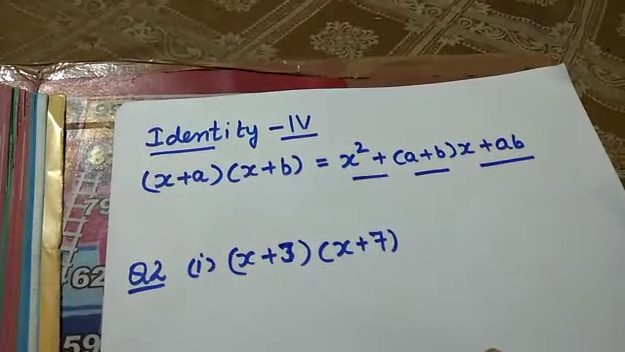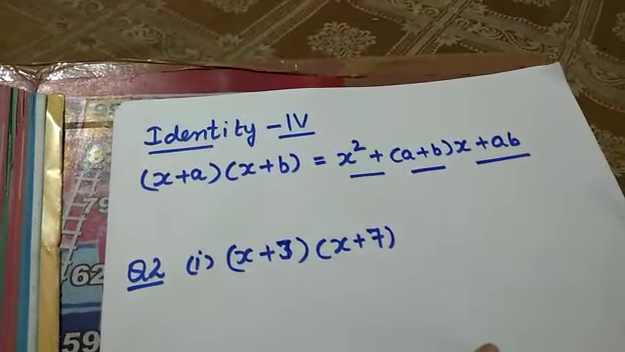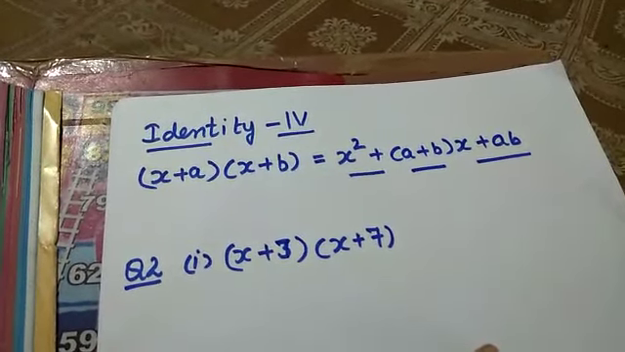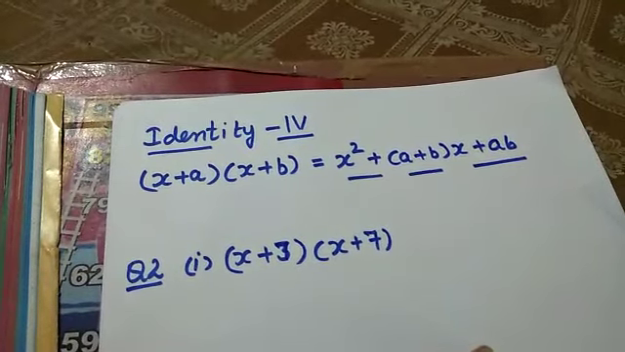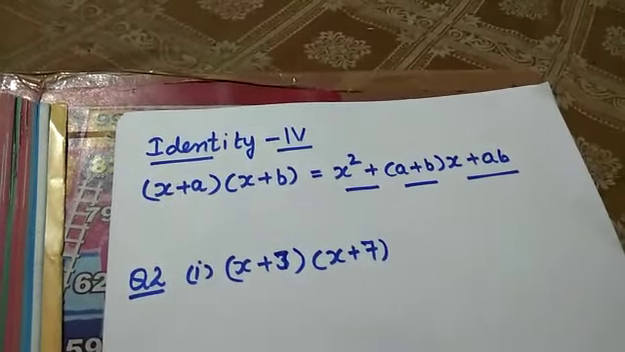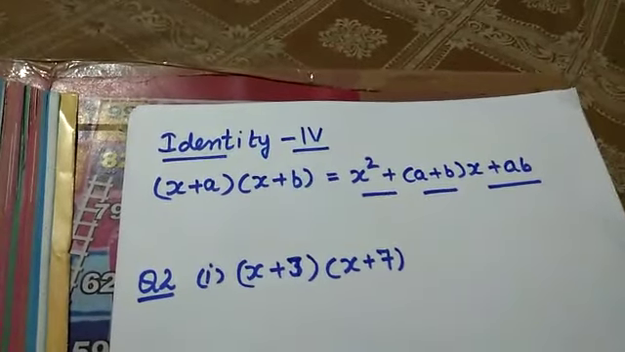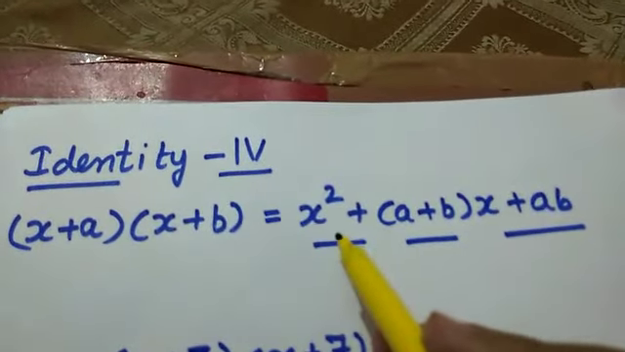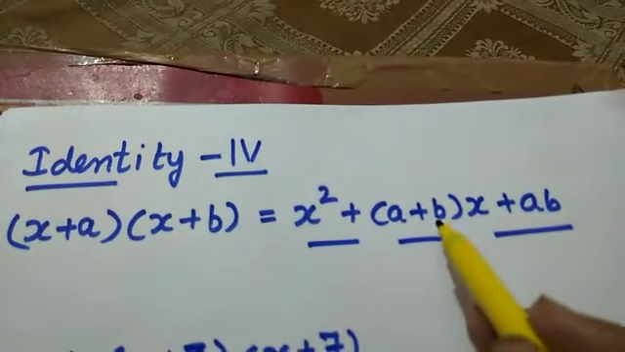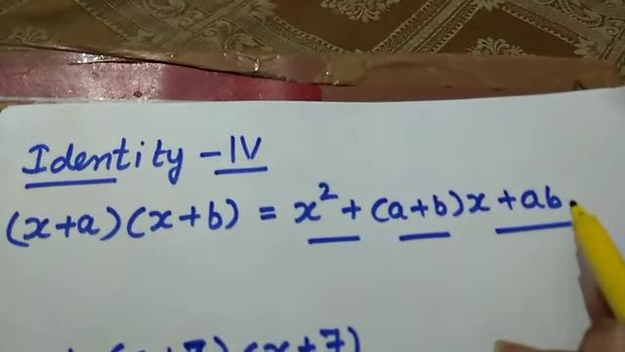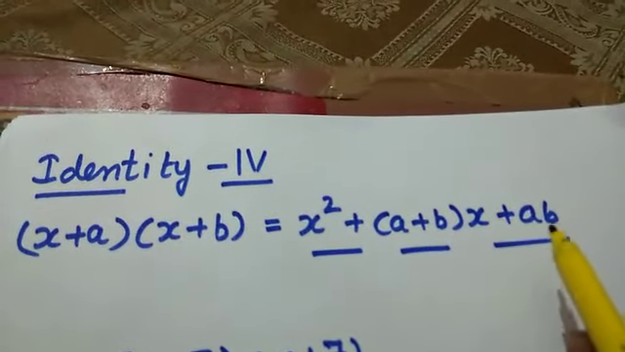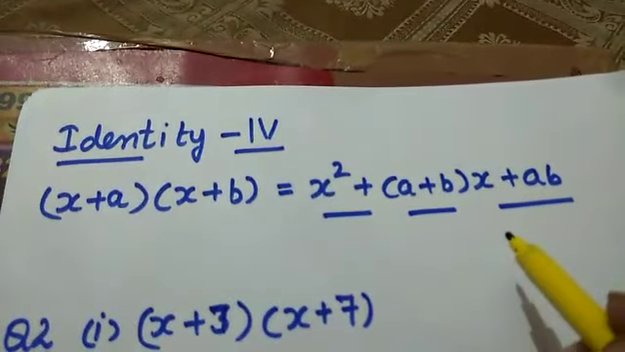I'm your maths teacher. Children, in your previous class, you have done three identities to solve the product of binomials. Now, we'll be doing the fourth identity, that is (x + a)(x + b). So the result will be x² + (a + b)x + ab. So question number 2 of this exercise you have to solve by using this identity.